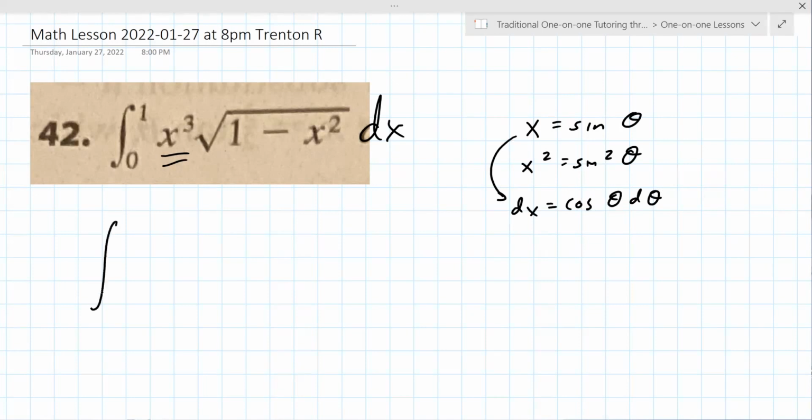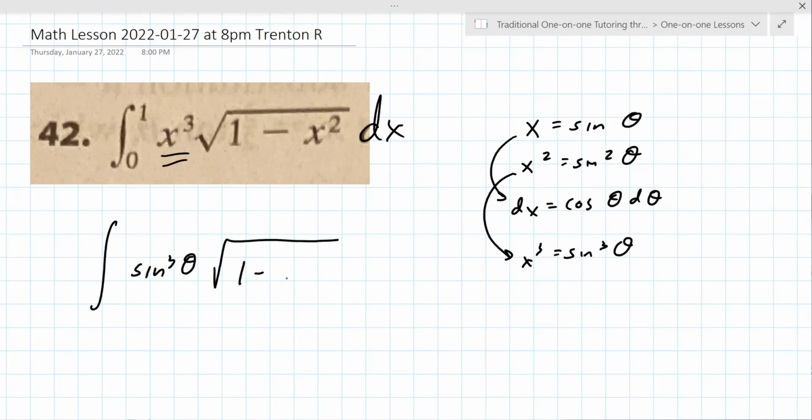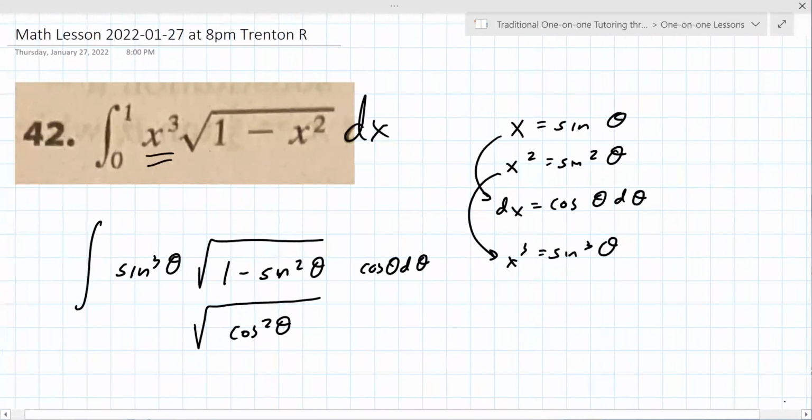putting in stuff here. So instead of x cubed, we didn't get to x cubed yet, but x cubed from this line would be sine cubed theta. So you have sine cubed theta, square root of 1 minus sine squared theta, and dx though is cosine theta d theta. So now this inside here is the square root of cosine squared theta, which is just cosine theta when you square root it.